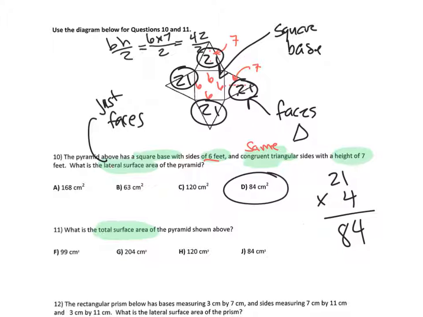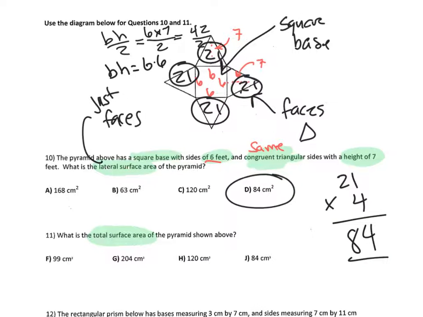So we basically have everything except for that square. So to find your square, we would just do base times height, which is 6 times 6. Okay, so 84 was our lateral surface area, just those triangles. Then the square on the inside, we've got to do length times width. So 6 times 6, and we get 36. So 84 plus 36.